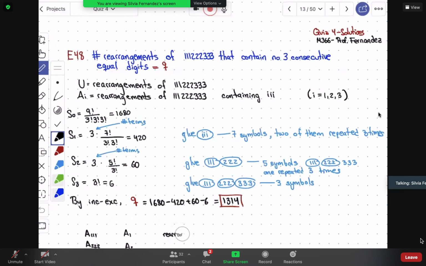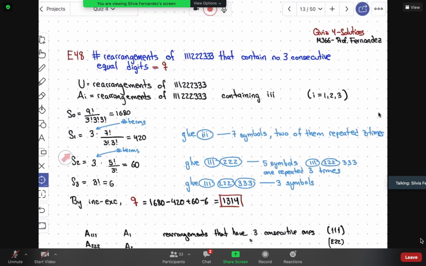Rearrangements that have three consecutive ones. So the subsequence 111. And then the same for the 222 and the same for the 333. Okay? So once you have your sets, you can apply the inclusion exclusion principle. And to do that, you need to figure out what these S0, S1, S2, S3 are.